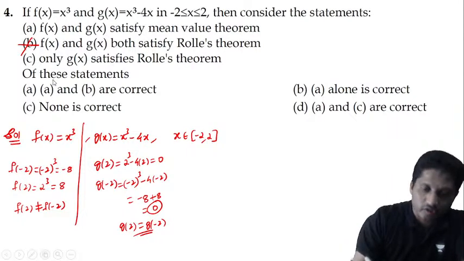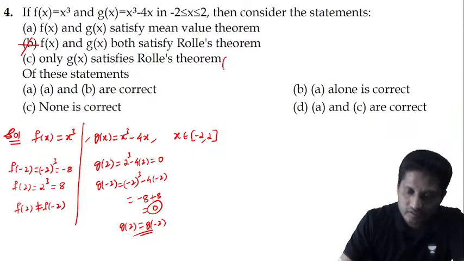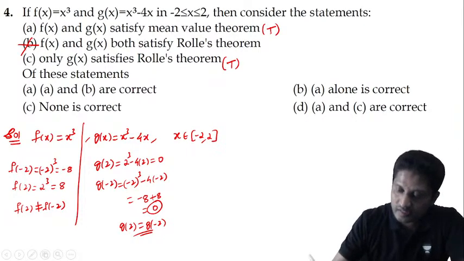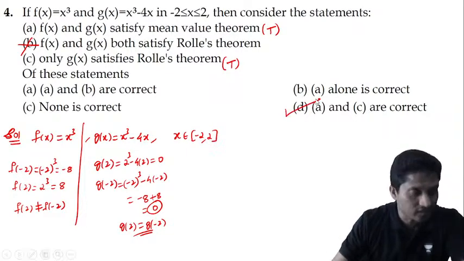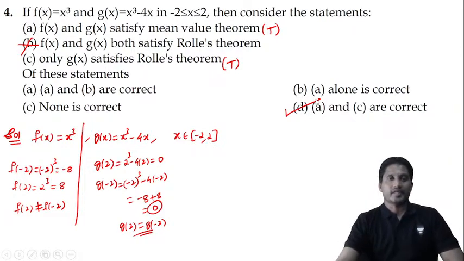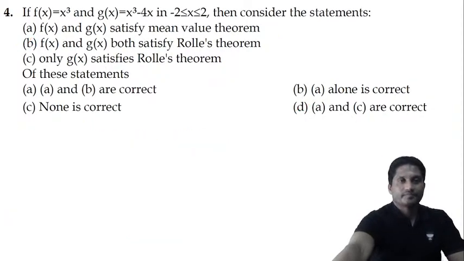Only g of x satisfies Rolle's theorem. This is true, right? And even this is true. So A and C are correct. The answer is option D only. Right? Let's move to the next question.